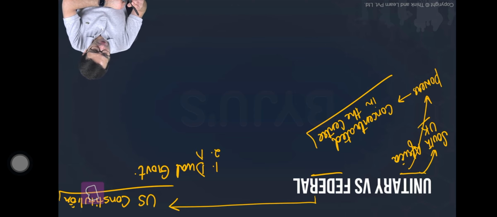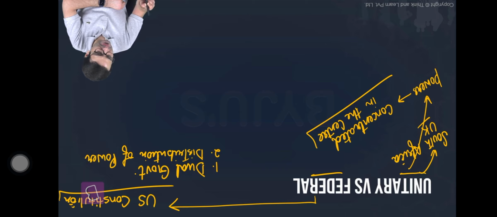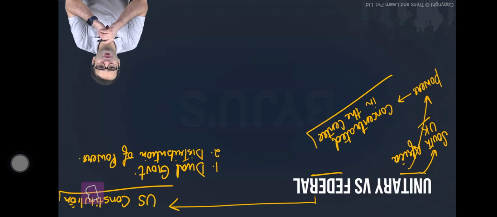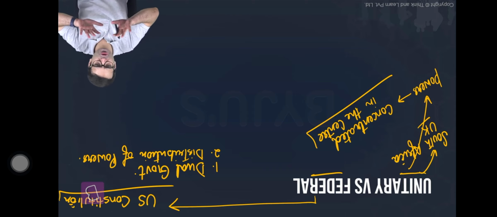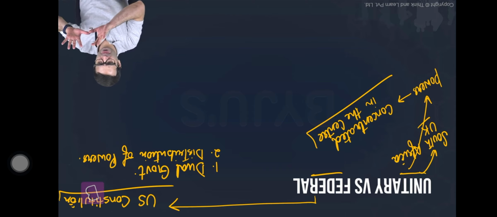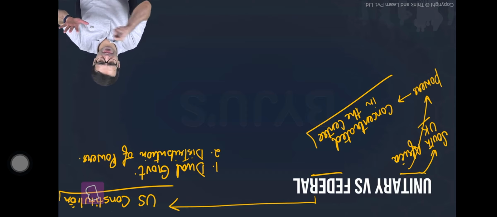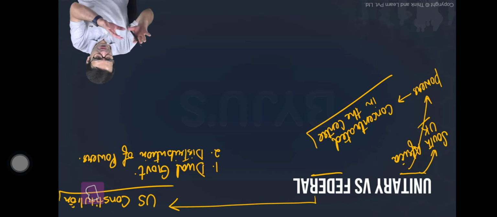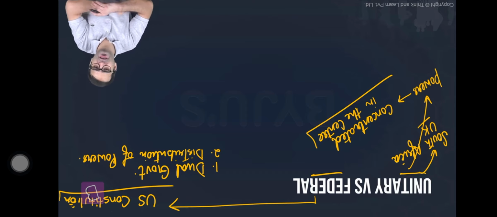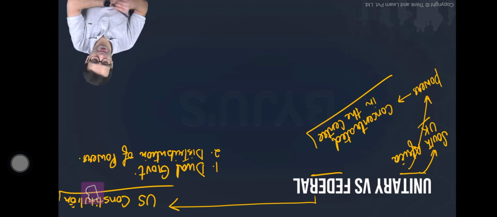Characteristic number 2, distribution of powers. Some powers are given to the center, some powers are given to the states. Clear-cut distribution of powers. The powers which are available to the center, states cannot interfere. The powers which are given to the states, center cannot interfere. Clear-cut distribution of powers.